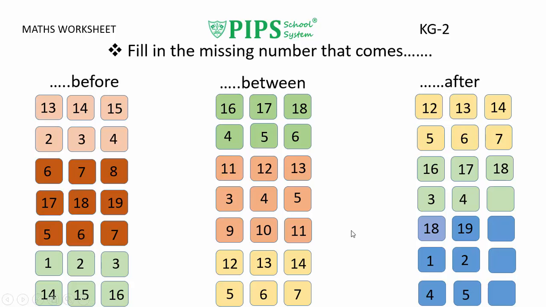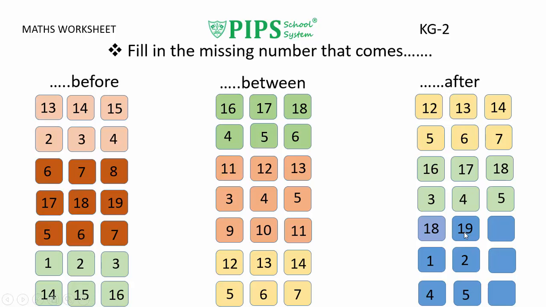Let us find the number which comes after 4. Start counting from 1. 1, 2, 3, 4, 5. 5 comes after 4. So we will write the number 5 in the empty box like this. 3, 4, 5.